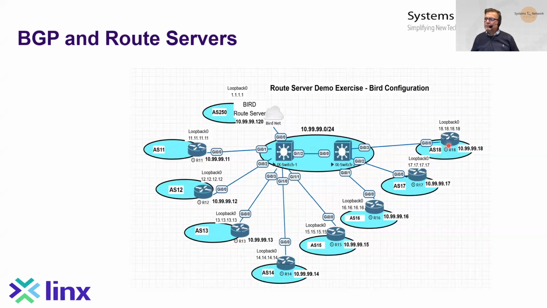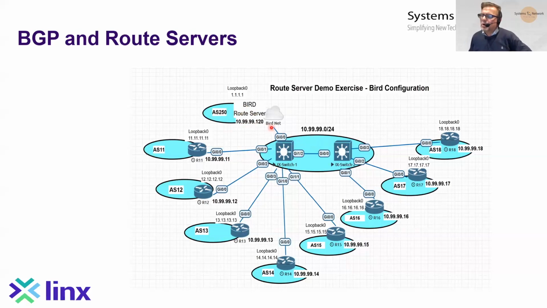Those 8 routers are interconnected through what is representing the Internet Exchange switching infrastructure, which is what these devices here are doing. And then connected also to that infrastructure is the route server, which is running up here. The route server also has its own autonomous system, which is AS number 250, as you can see here.